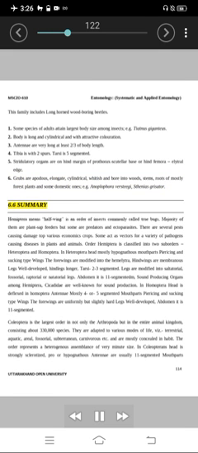6.6 Summary. Hemiptera means half-wing, is an order of insects commonly called true bugs. Majority of them are plant sap feeders, but some are predators and ectoparasites. There are several pests causing damage to various economic crops. Some act as vectors for a variety of pathogens causing diseases in plants and animals. Order Hemiptera is classified into 2 suborders, Heteroptera and Homoptera.